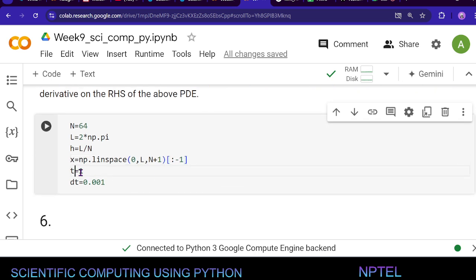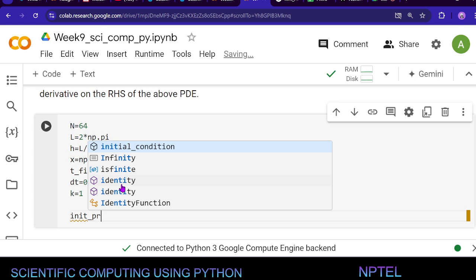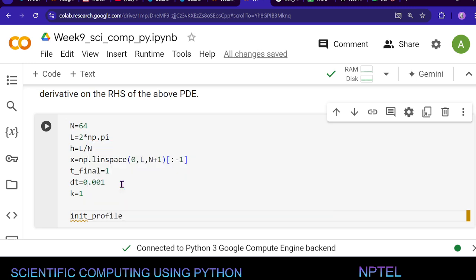Okay. T final is equal to 1. Dt is given to be 0.01. The diffusion constant K is 1. Okay. And the initial profile, init profile, is np dot exponential of minus 2 times x minus pi squared. Okay, this is a Gaussian profile.